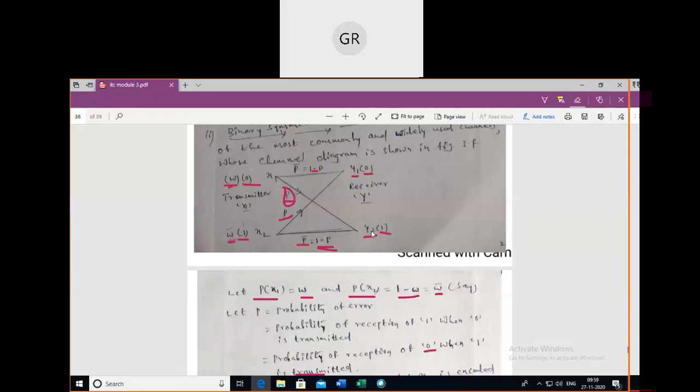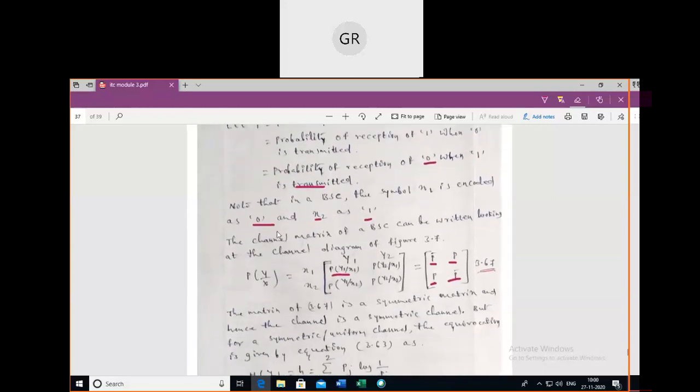P of Y2 divided by X1, what is P? P is called the probability of error. When input is 0, what will we receive? A 1. Here, probability of reception of 1 when 0 is transmitted. Similarly, here also P, probability of reception of 0 when input is 1. Just remember this. Okay, here write the channel matrix.